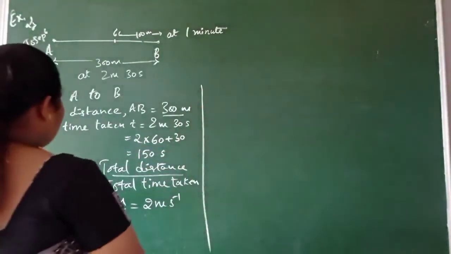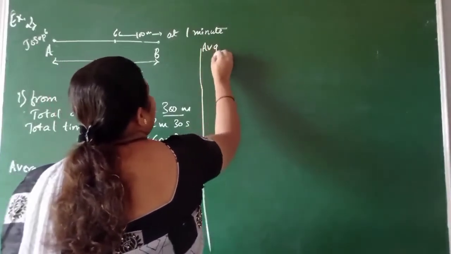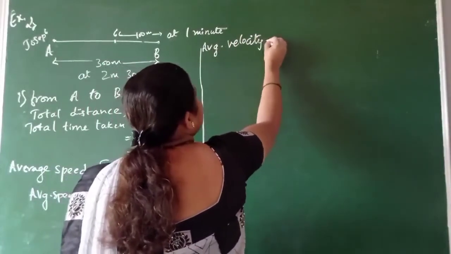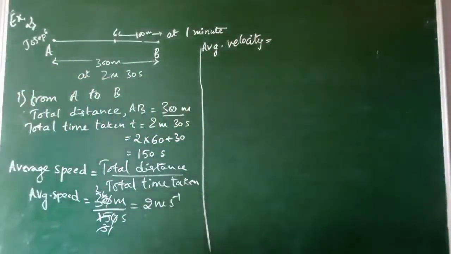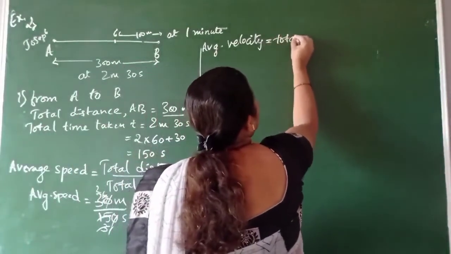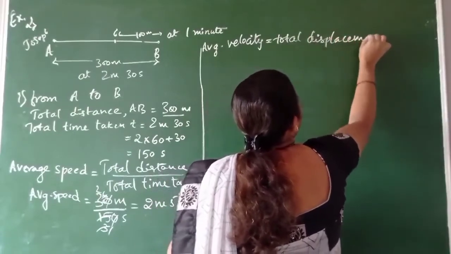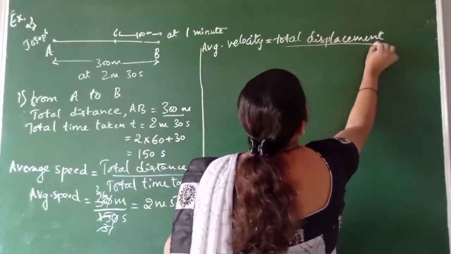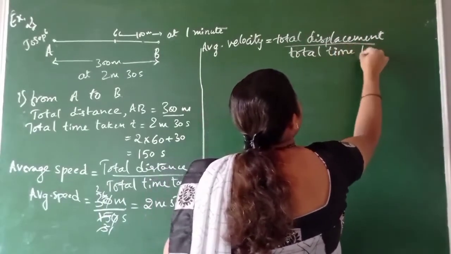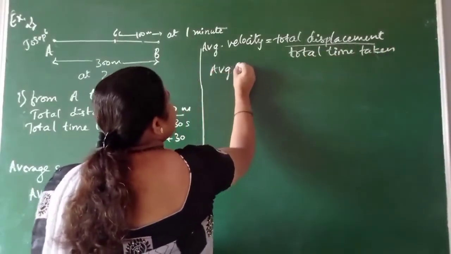And next, what do we have to calculate? That is average velocity. So, what is the formula of average velocity, children? Total displacement divided by total time taken.